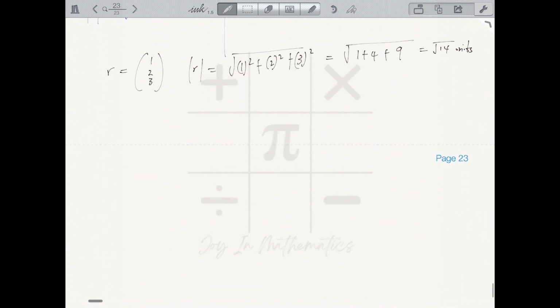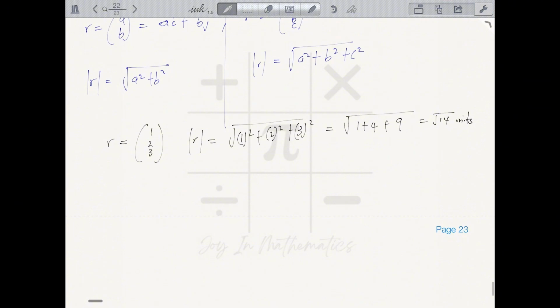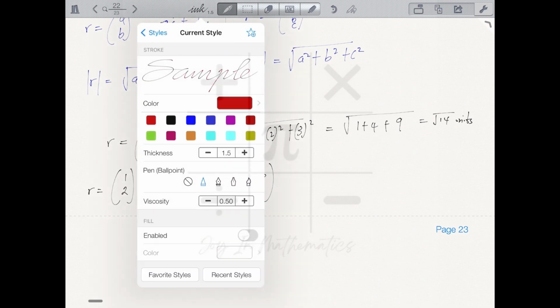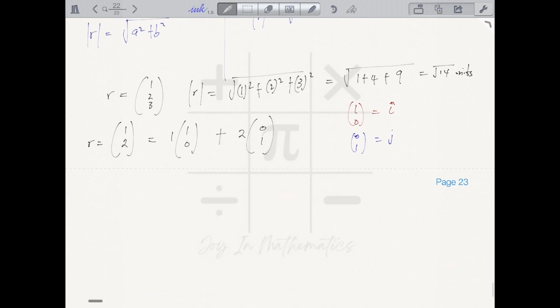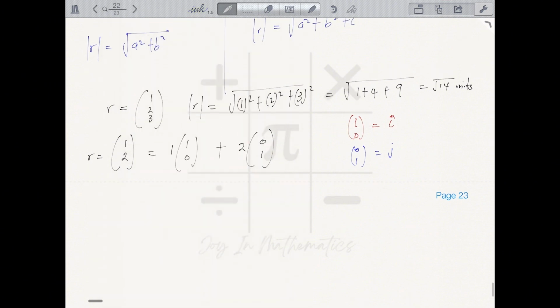Now, just as we are familiar that when we write r is equal to, let's say, (1, 2), we know that we are writing 1 times (1, 0) plus 2 times (0, 1), where (1, 0) is the column vector representing i, and (0, 1) is the column vector representing j. Now what happens when we come to a vector in space, (1, 2, 3)?